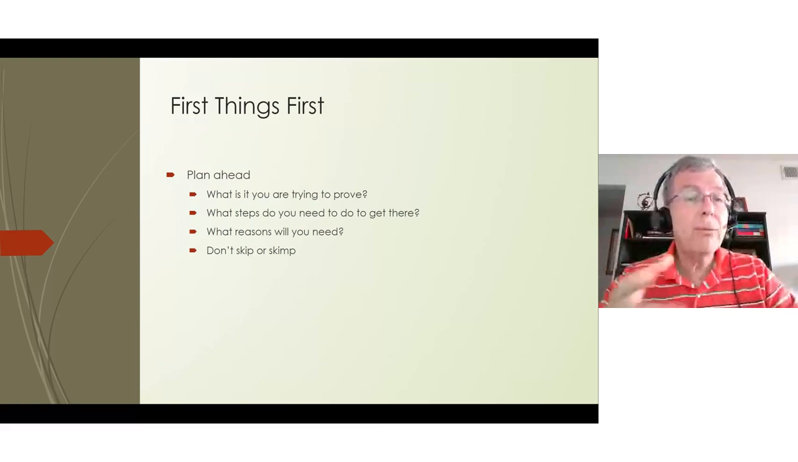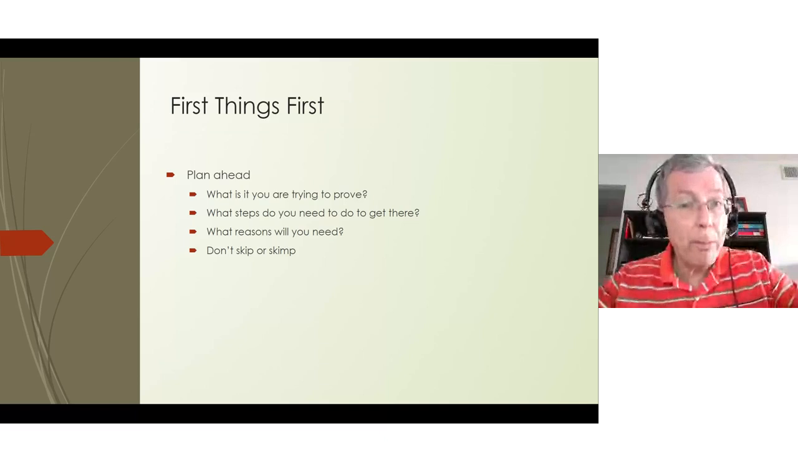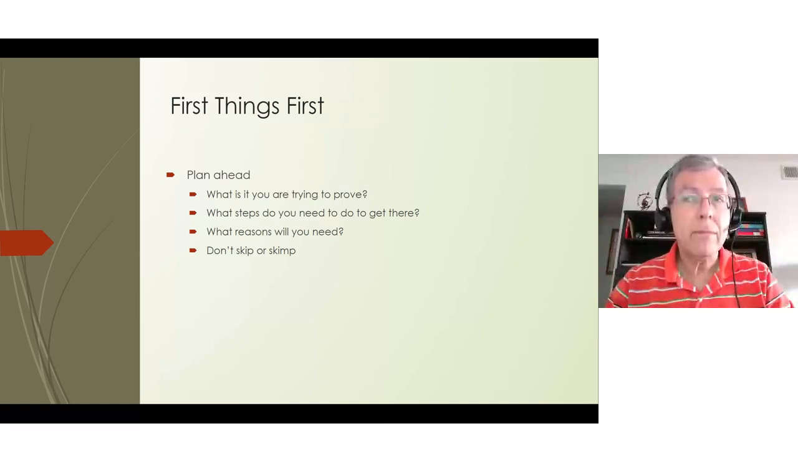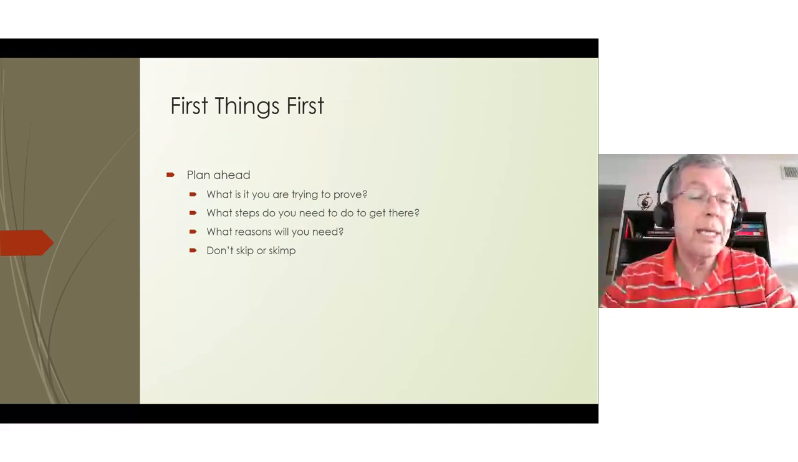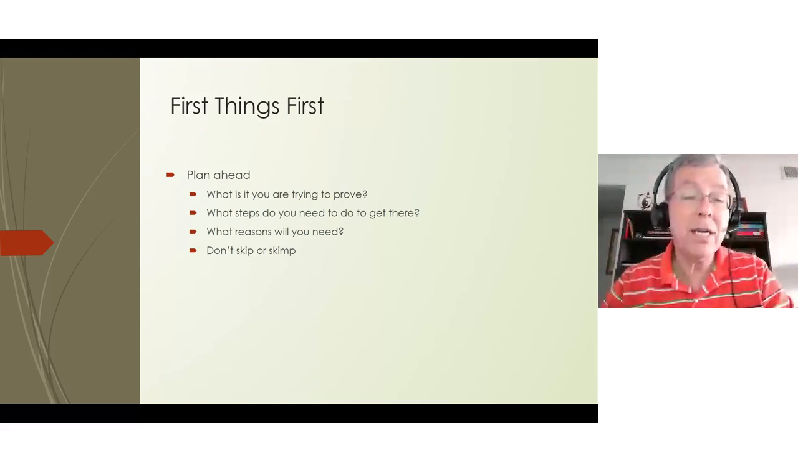So, how did the person who wrote that proof plan it? It didn't come out of nowhere. It was planned by somebody else, but you've got to see that. So ask yourself, what is it that you are trying to prove? What is it that the person who wrote the proof table is trying to prove? What steps did they take to get there? What reasons do you need?